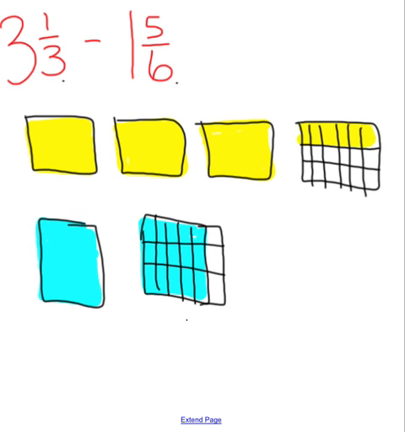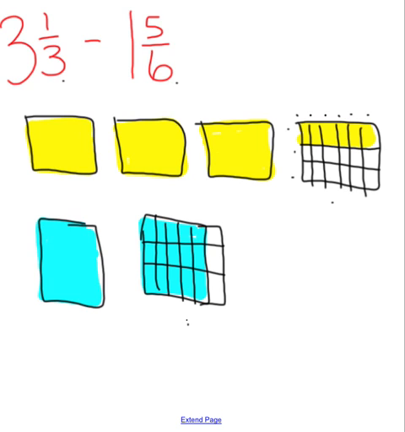I can determine that by counting up how many boxes are now in each fraction grid. So 1, 2, 3, 4, 5, 6 across, and 1, 2, 3 down. That tells me that 6 times 3 is 18, and I now have 18 total boxes in each one of these fraction grids. Now what I need to do is subtract the bottom fraction grid from the top fraction grid.